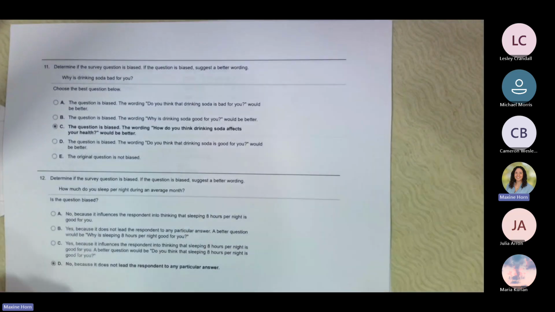I'm trying to go fairly quickly through these first ones because a lot of these are just making sure that you understand the definitions so that we have time to get to the actual calculations.